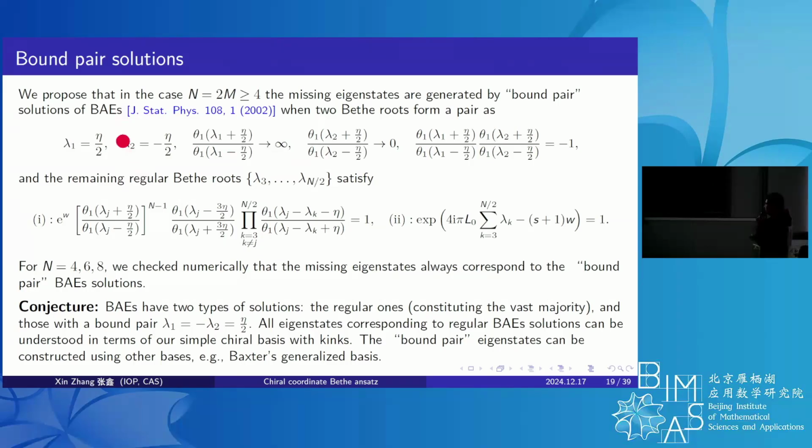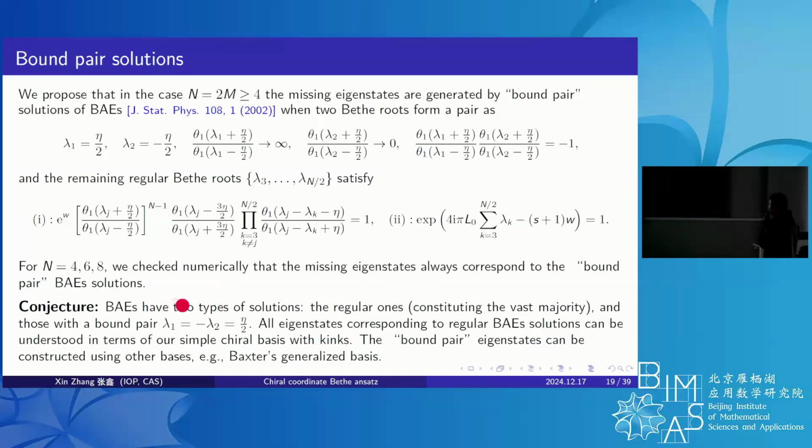So if we eliminate these two bound-pair roots from the total Bethe roots, the remaining regular Bethe roots satisfy a modified Bethe ansatz equation. And for n equal to 4, 6, or 8, we check numerically that the missing eigenstates always correspond to the bound pair solutions. So there is a conjecture based on some numerical data.